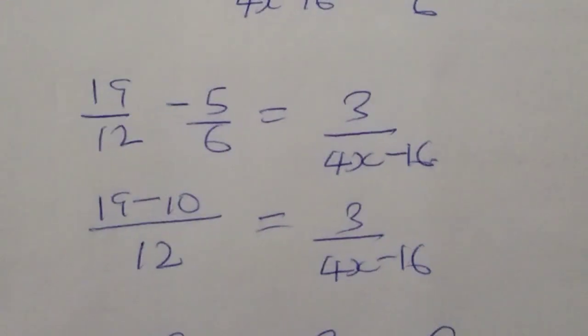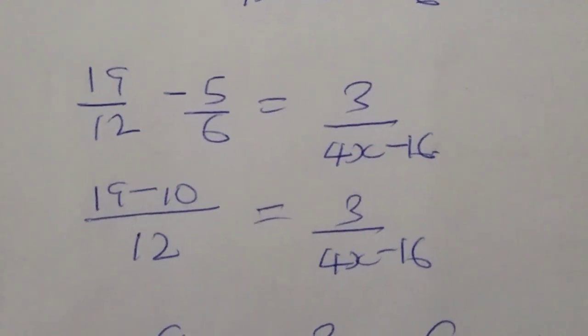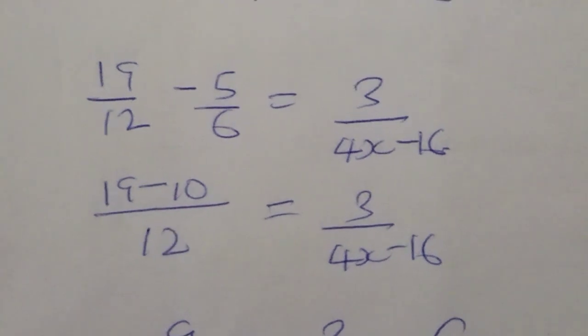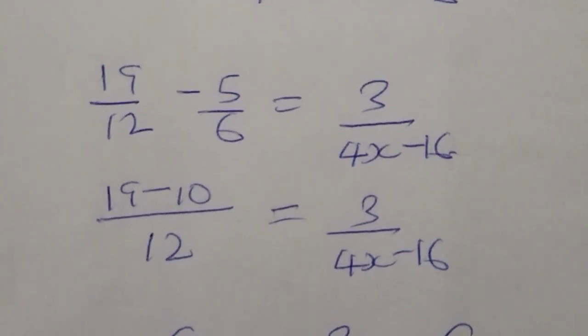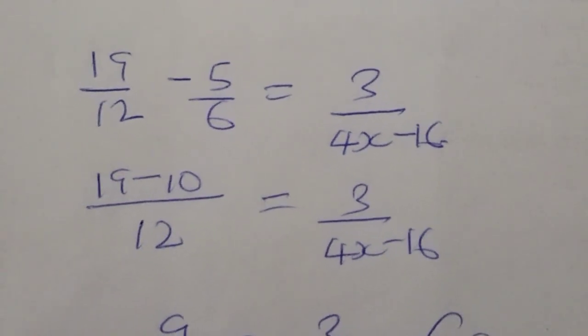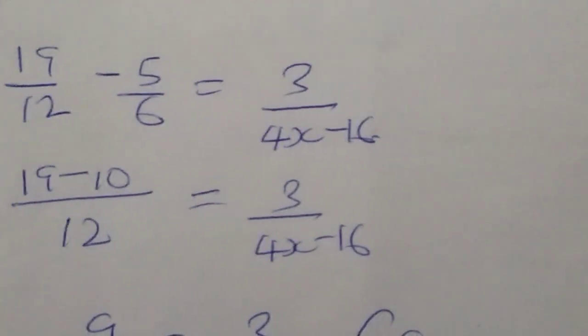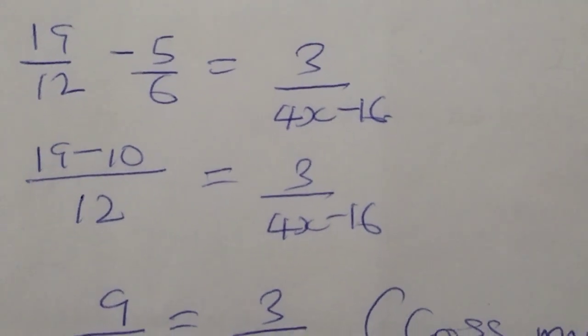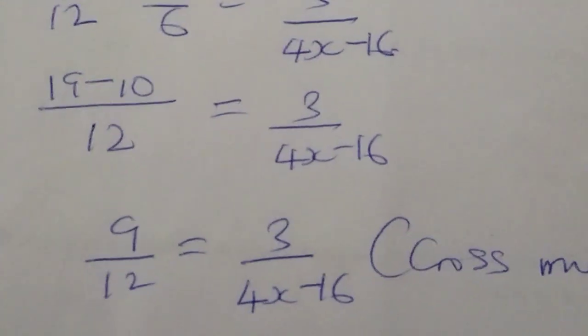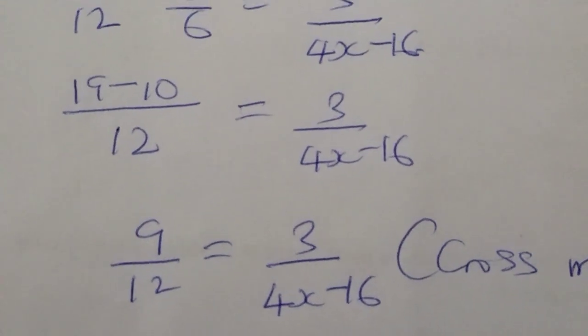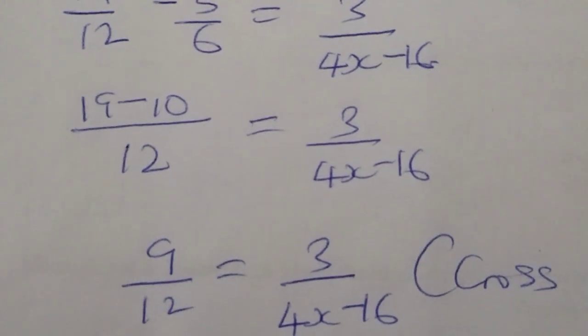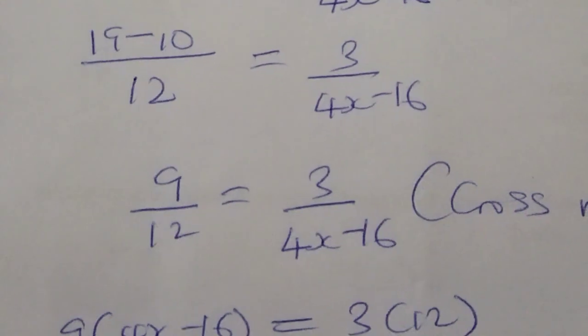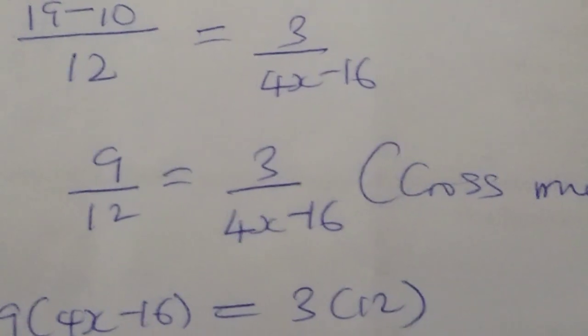Then we'll take the LCM of 12 and 6, and that is 12. So 12 into 12 is 1. 1 multiplied by 19 gives us 19. 6 into 12 is 2. 2 times 5 gives us 10. All over 12 equal to 3 all over 4s minus 16. We'll now subtract the numerator on the left hand side. 19 minus 10 gives us 9 over 12 equal to 3 all over 4s minus 16.